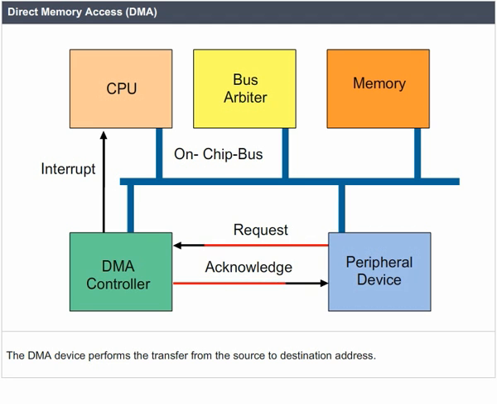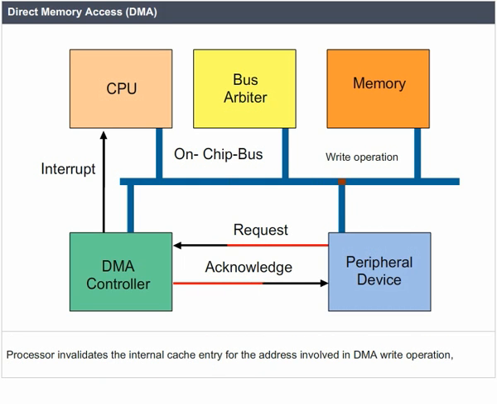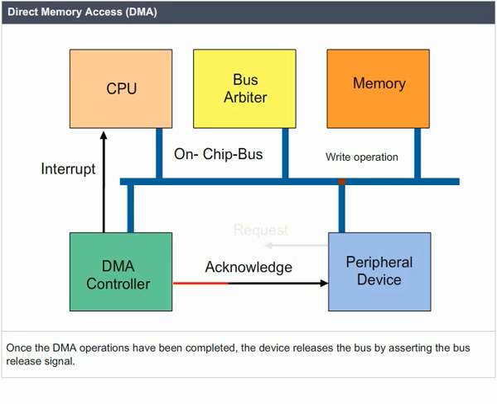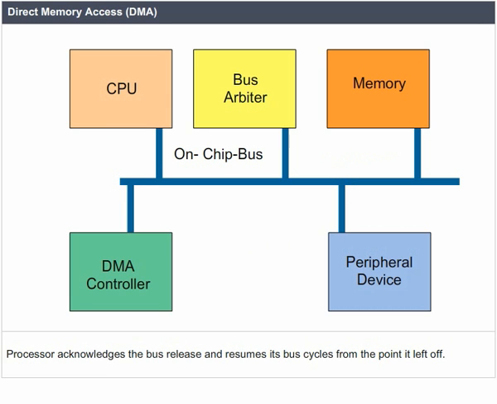During these transfers, the processor monitors the addresses on the bus and checks if any location modified during DMA operations is cached in the processor. If the processor detects a cached address on the bus, it can take one of two actions. The processor invalidates the internal cache entry for the address involved in the DMA write operation, or the processor updates the internal cache when a DMA write is detected. Once the DMA operations have been completed, the device releases the bus by asserting the bus release signal. The processor acknowledges the bus release and resumes its bus cycles from the point it left off.